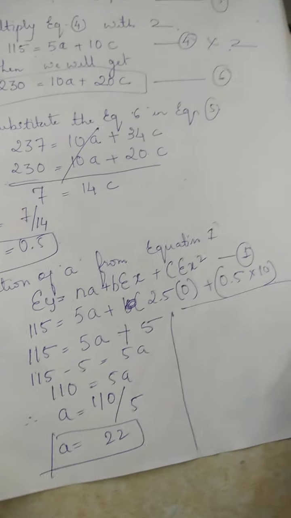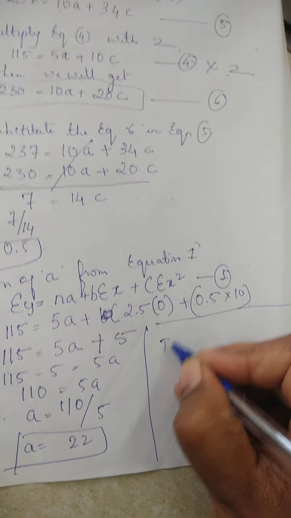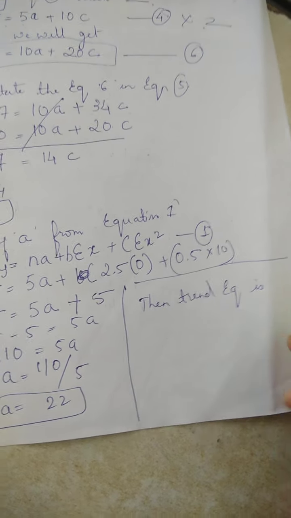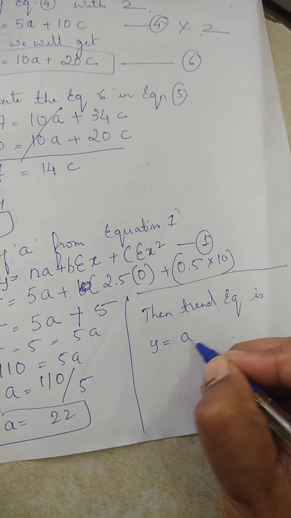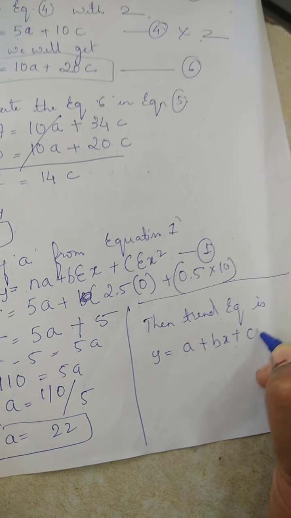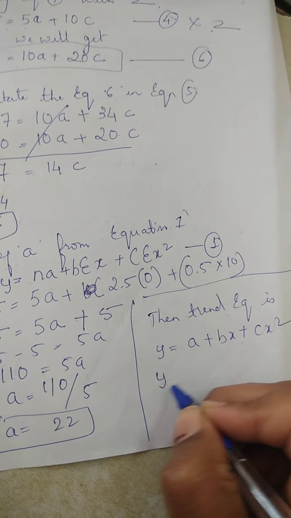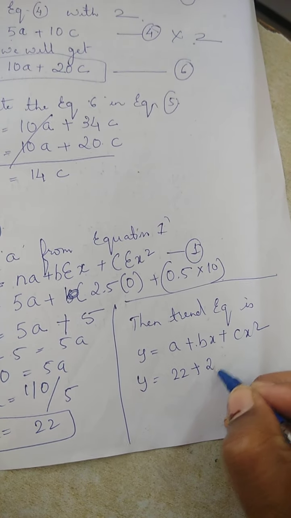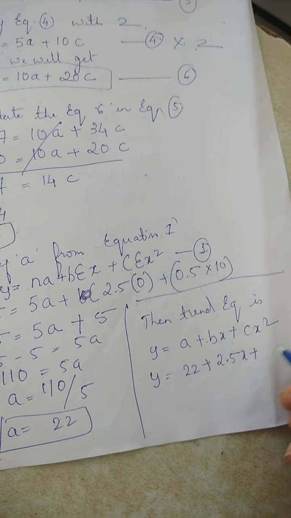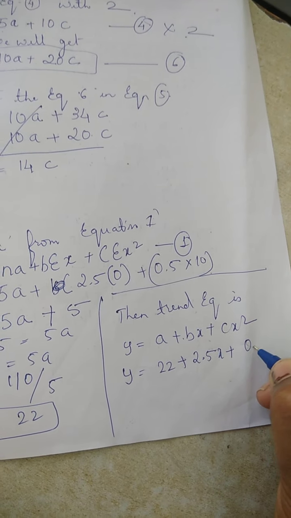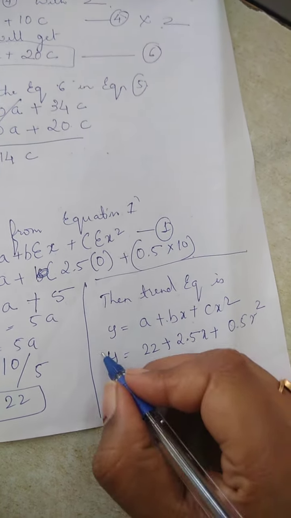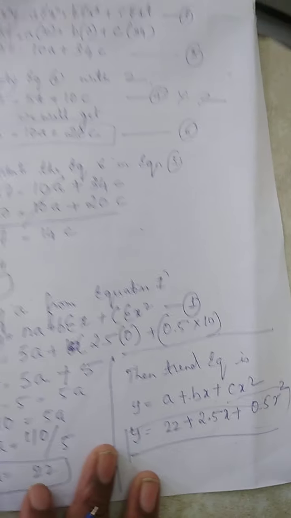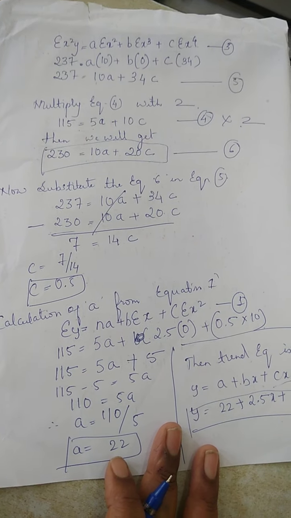Okay, here only I'll solve, continue. Last, now solve for the trend equation. The equation is y is equal to a plus bx plus cx square. Put in all the values. y is equal to the a value 22, plus the b value, how much? 2.5x, plus the c value 0.5x square. So this is the trend equation we got. Okay, so this is the problem.